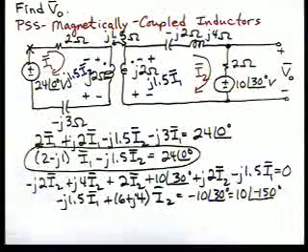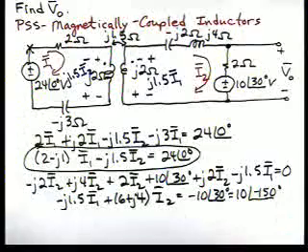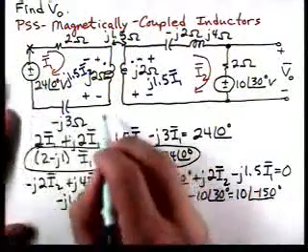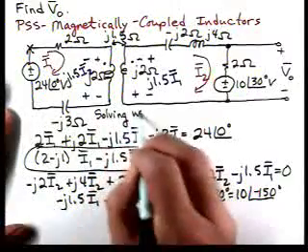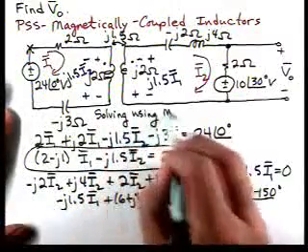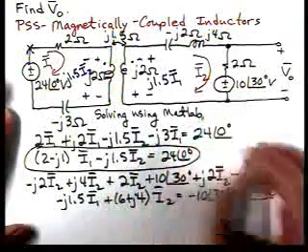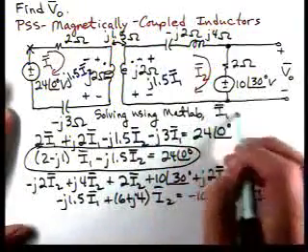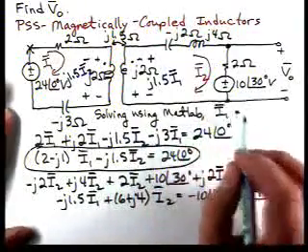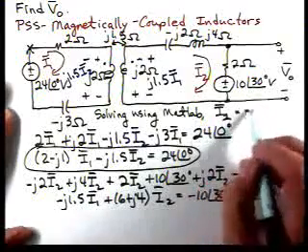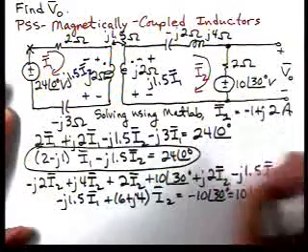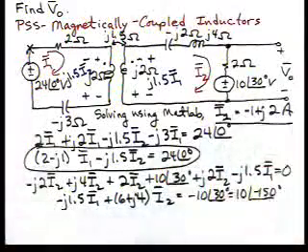Now, if we solve using MATLAB, here's what we get. We really only needed I2, so we solve for I2. We get minus 1 plus j2 amps. Okay, so we only needed to solve for I2, so we got that from MATLAB.